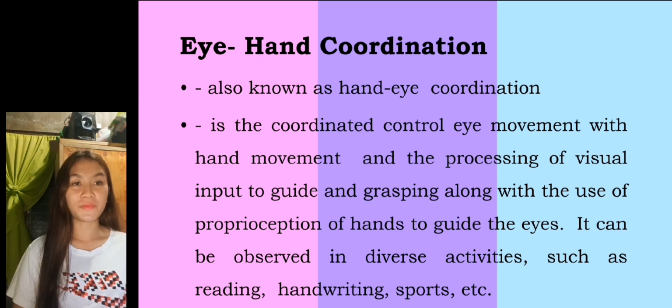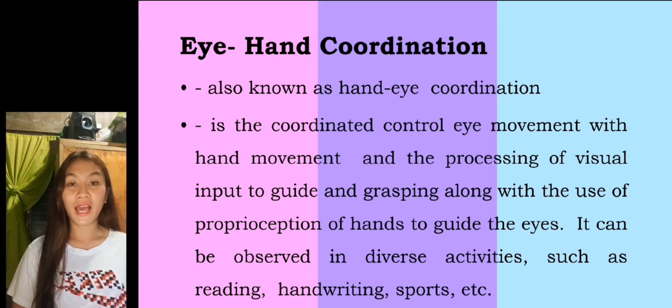Eye-hand coordination is the coordinated control of eye movement with hand movement and the processing of visual input to guide reaching and grasping, along with the use of proprioception of the hands to guide the eyes. It can be observed in diverse activities such as reading, handwriting, sports, and others.